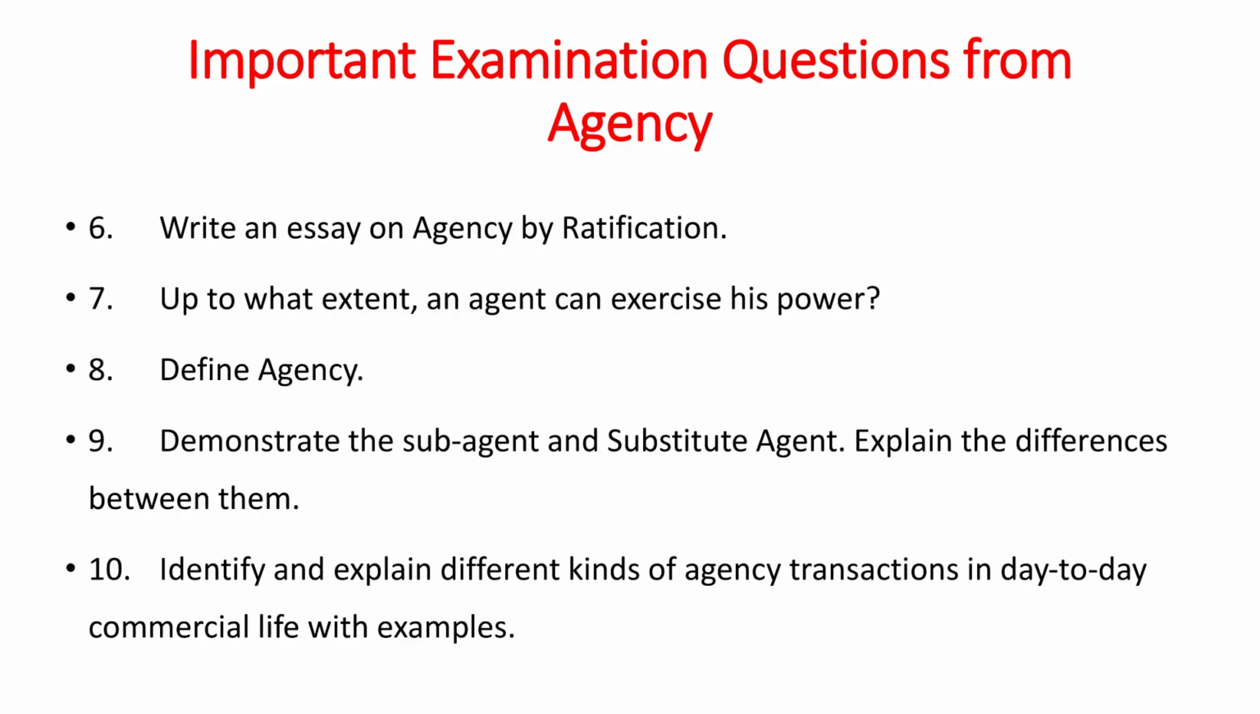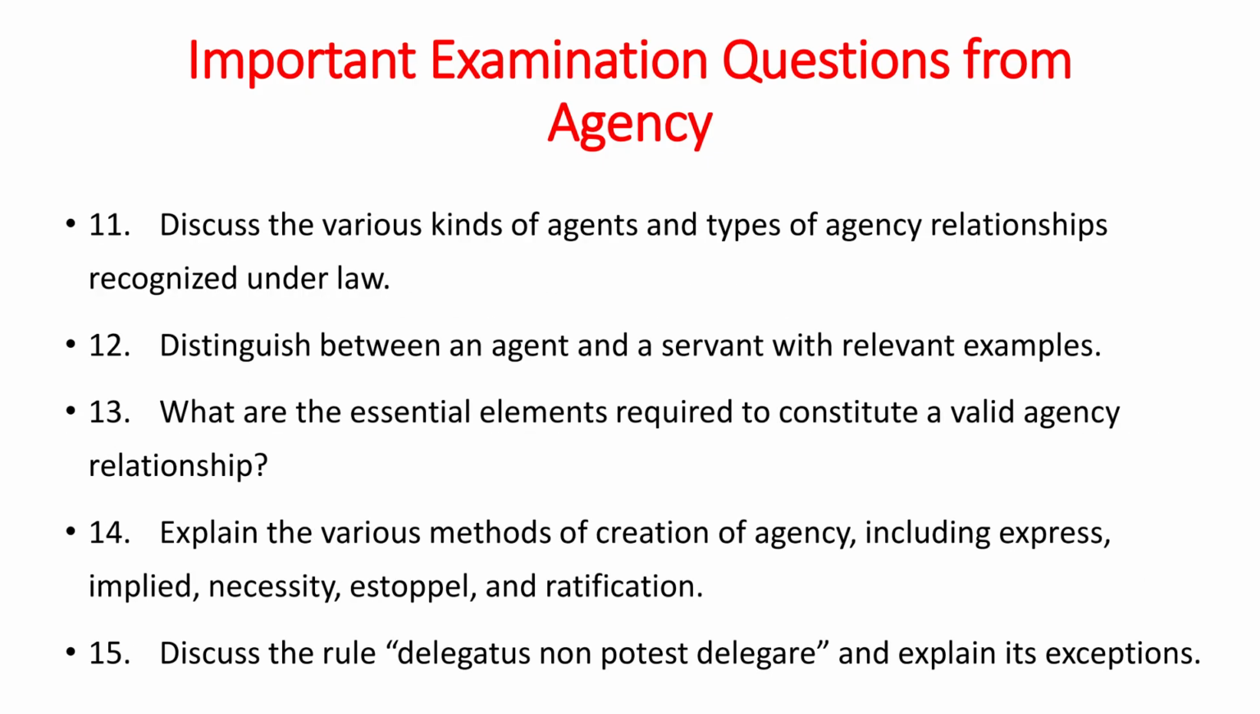10th. Identify and explain different kinds of agency transactions in day-to-day commercial life with examples. 11th. Discuss the various kinds of agents and types of agency relationships recognized under law. 12th. Distinguish between an agent and a servant with relevant examples. 13th. What are the essential elements required to constitute a valid agency relationship?